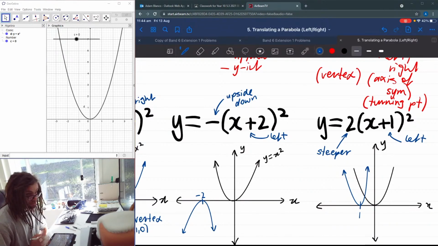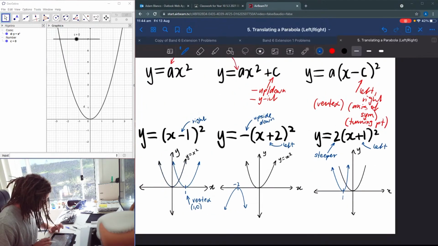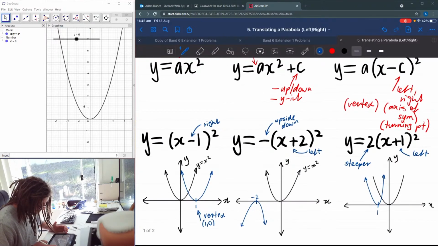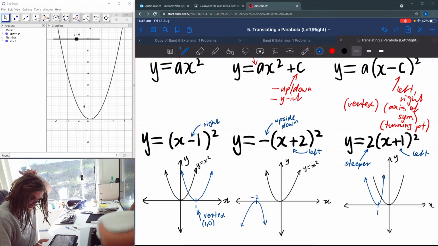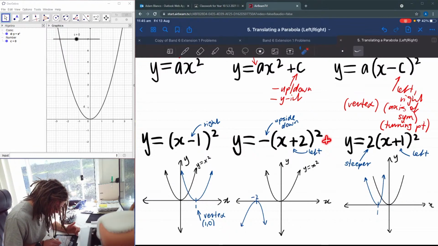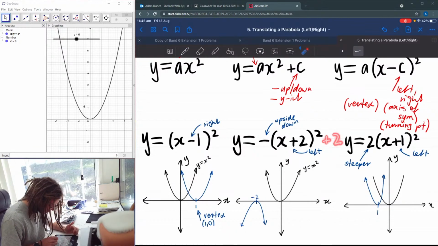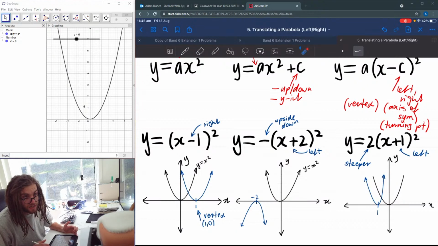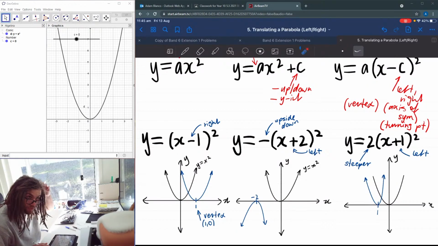So that's literally it. All you need to know is how to move it left and right and how to move it up and down, but you're not going to be asked how to do both. Yeah, I guess you could imagine that these could all have a +2 on the end. The only difference would be I just grab this and move it up 2. So it'd be like that. That's the only difference. So the graph that looks like a V is an absolute value graph.